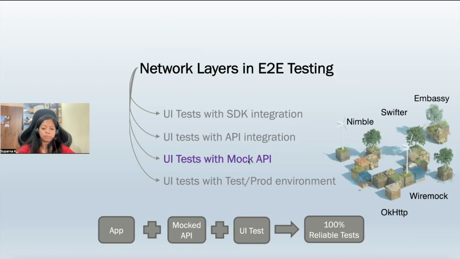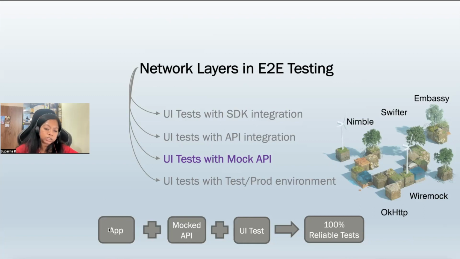In a mock API, instead of hitting a real server, we hit a localhost, which is hosted locally using the JSON that we have added in our test framework. So this is a lot more in our control and the test runs efficiently in this approach. Now, the most popular mock servers are Nimble, Swifter, Embassy, WireMock, and OkHttp in case of XCUITest and Espresso. Although there are a lot more out there, and you can definitely go ahead and explore further.